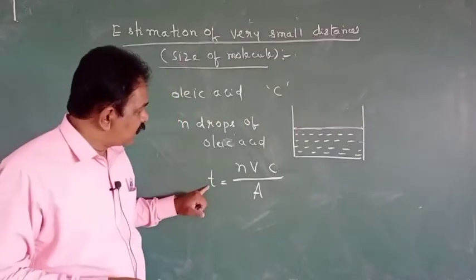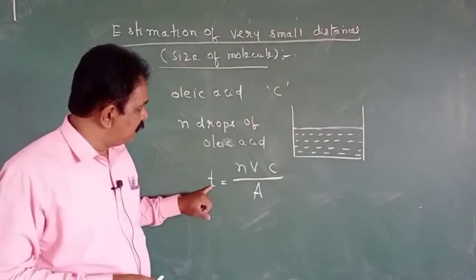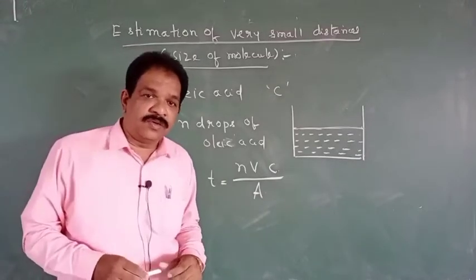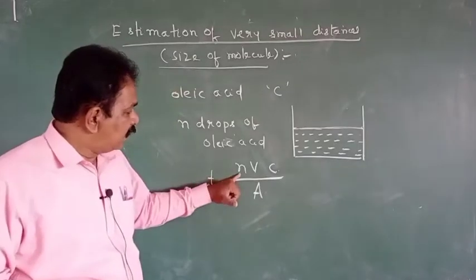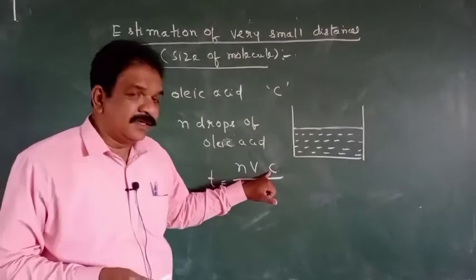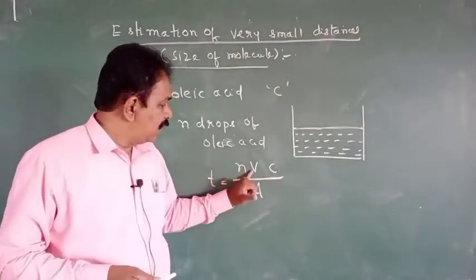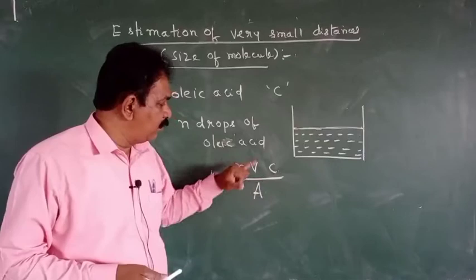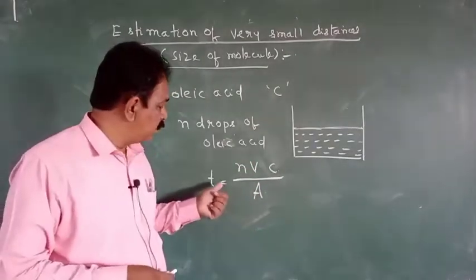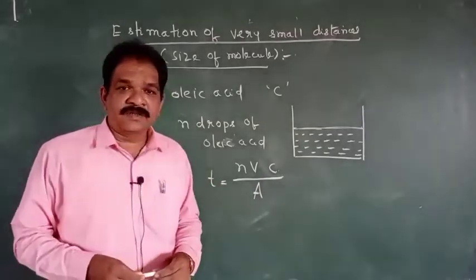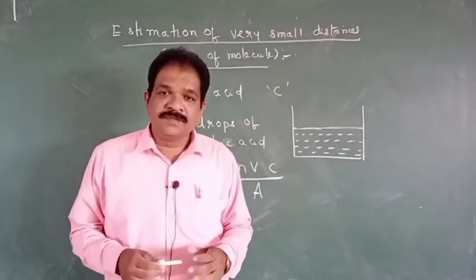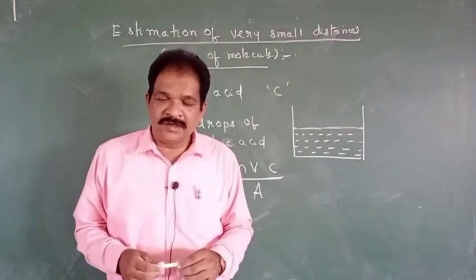Now, the thickness of that oleic acid is nothing but the size of the molecule, each molecule in the oleic acid. N drops are sprayed, each drop has volume V, and concentration is C. So NVC, the total volume, divided by the area of the drop, will be equal to the thickness or size of the molecule. In this way, we can measure thickness or very small distances.